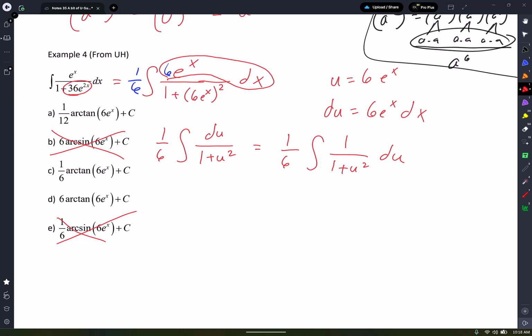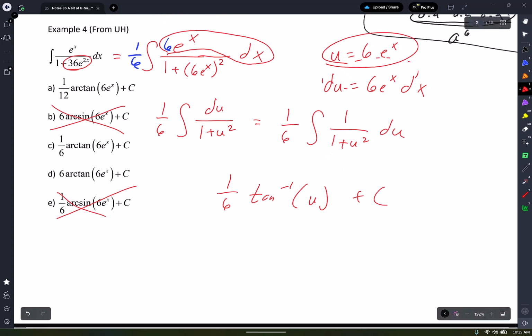Now, hopefully, you can see that the antiderivative of that is just arctan. Arctan of u squared. Of u, sorry. Just u. And there it is. Do I have any limits? No, I don't. Plus C. And then plug back in what u is.